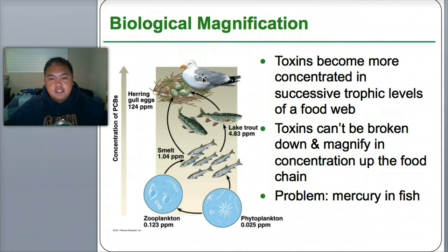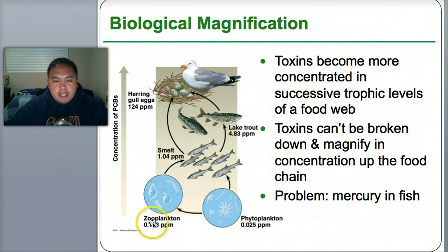Once they eat these toxins at the bottom of the food chain, they can't be digested. Same thing with the fish that eat them, and the fish that eat those fish, and the birds that eat those fish. So it gets magnified as they get higher and higher. Toxins can't be broken down, and they magnify in concentration up the food chain.